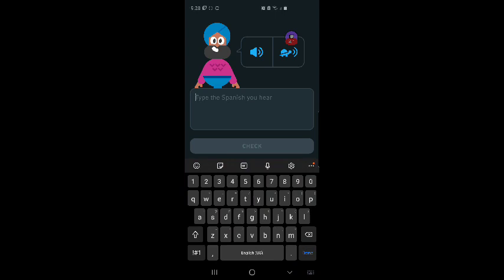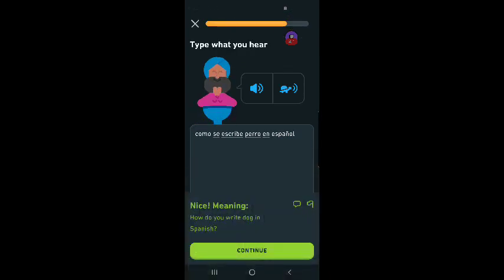¿Cómo se escribe perro en español? How do you write dog in Spanish?